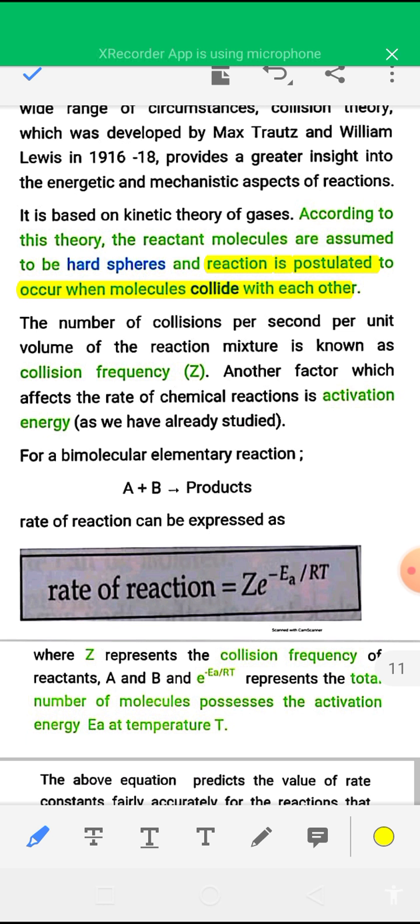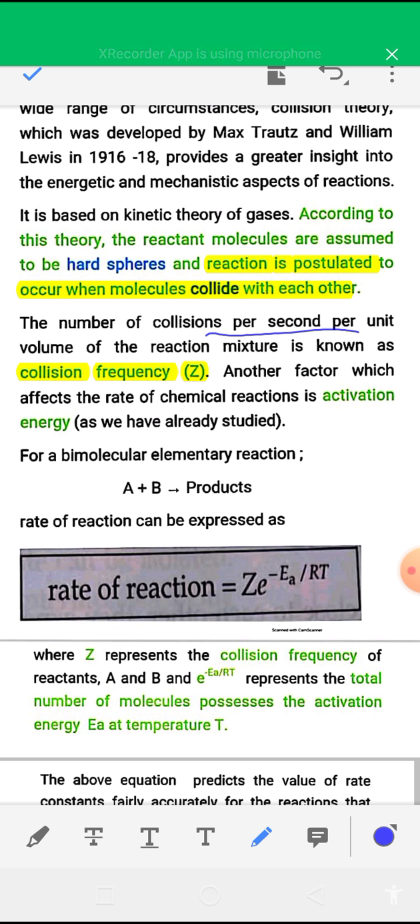Now, the number of collisions per second per unit volume of the reaction mixture is known as collision frequency, which is represented by Z. Z is the collision frequency. If the number of collisions per unit volume per unit second is high, then the collision frequency will be high.